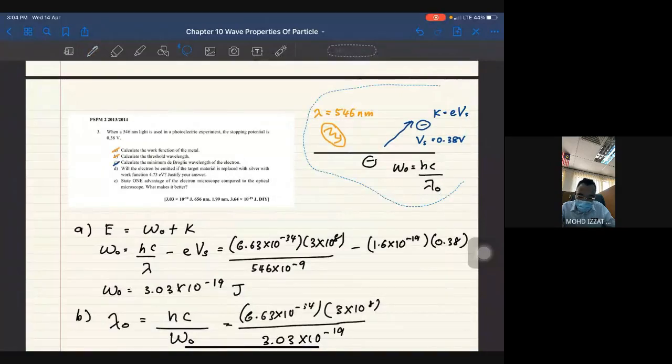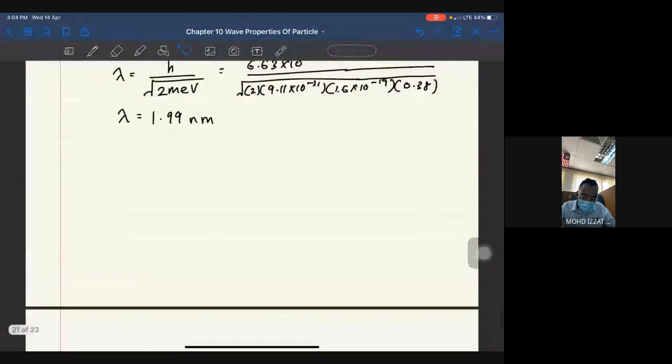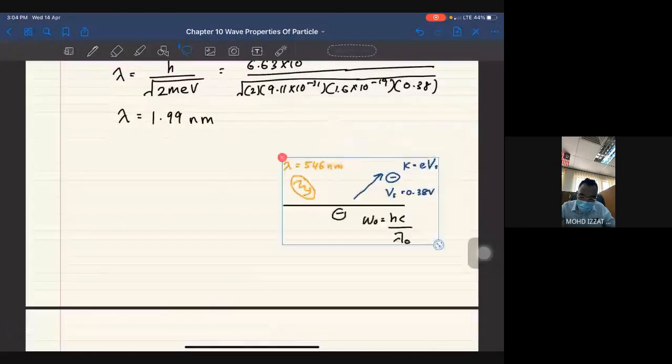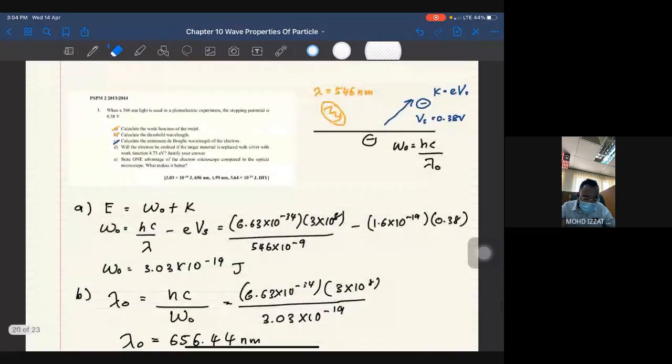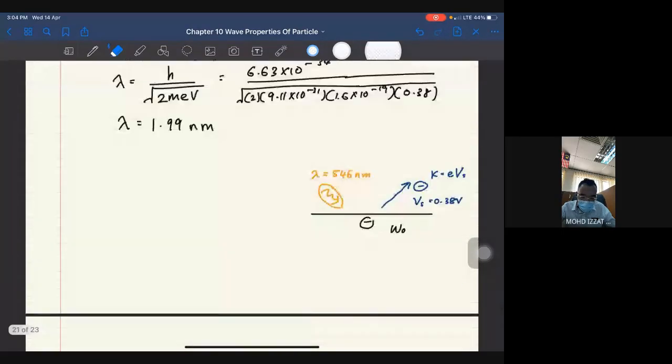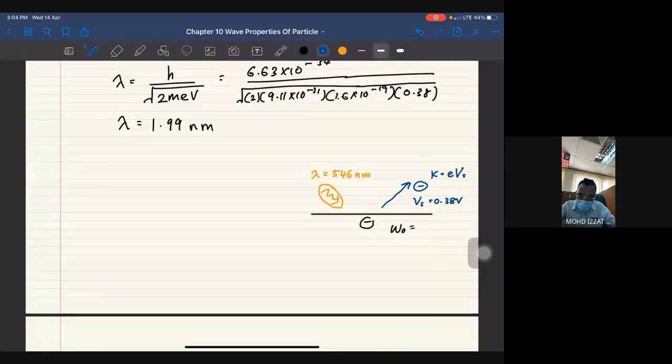I'll copy this one. Let's replace it over here. Now, instead of having W naught with a previous value, they basically substitute W naught with 4.73 electron volt. Okay. So now you have to identify whether this one will it produce electron or not. Macam mana kamu nak check?